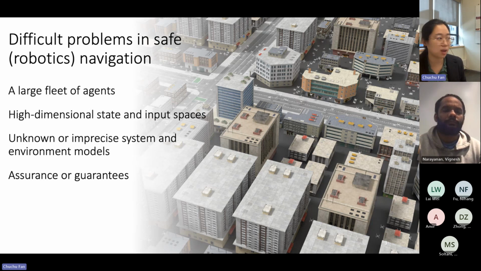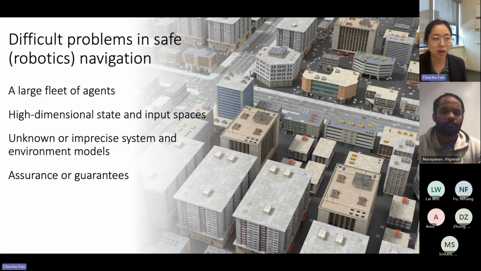And lastly, what we really care about is assurances or guarantees. Given all these challenges, even if we can put up some ad hoc approach, it's very hopeless to provide high-level assurance so people and the whole society can accept this type of robots to run. So when we develop our algorithms, we always have the assurance idea in mind, making sure we can provide a high level of assurance to the autonomous systems.